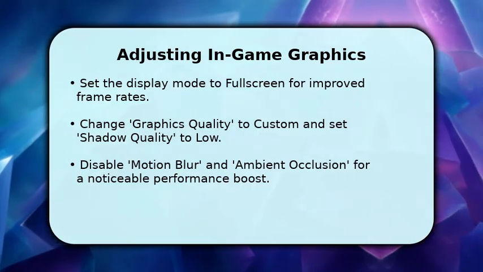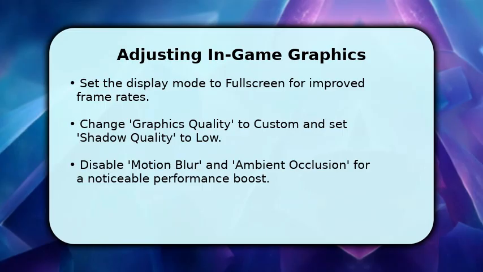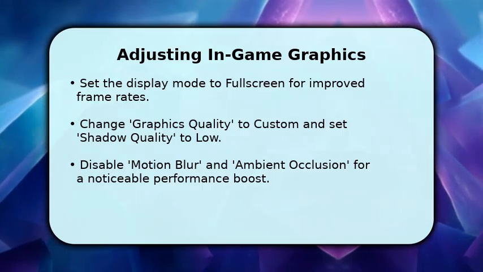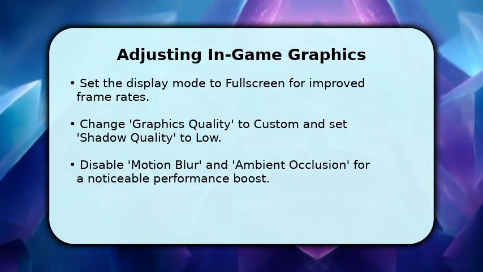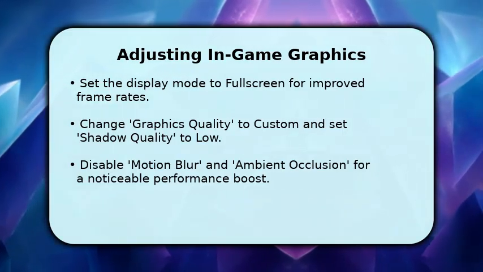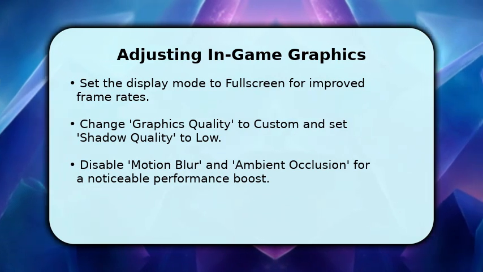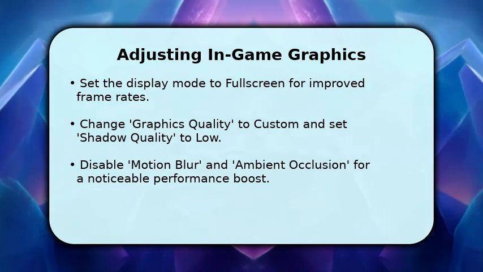Turning off motion blur and ambient occlusion will also provide a substantial boost to your frame rate. Consider setting your resolution scale to 100% or even lower, like 75%, to gain more frames per second.